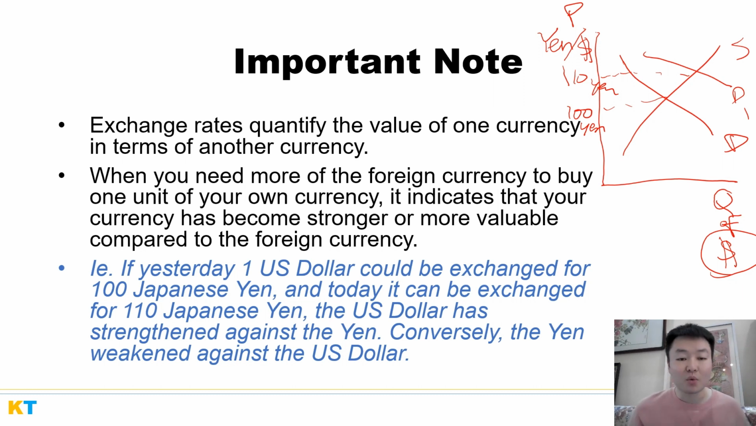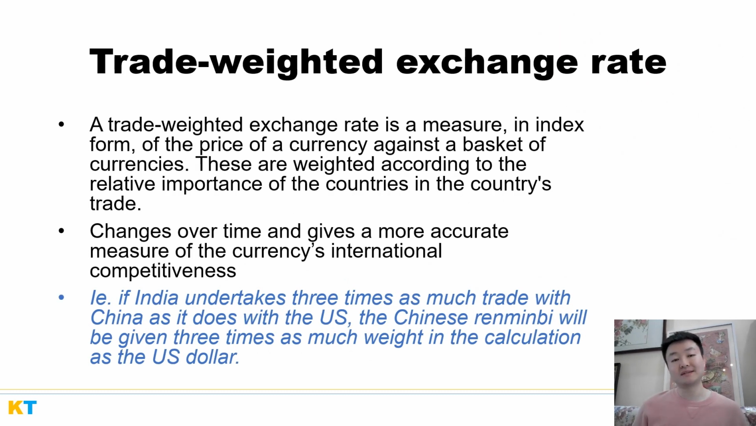If yesterday $1 could be exchanged for 100 Japanese yen, and today it can be exchanged for 110 Japanese yen, then the US dollar has strengthened against the yen. Conversely, the yen has weakened against the dollar. Now, the last thing we want to go over is the trade-weighted exchange rate. A trade-weighted exchange rate is a measure in index form of the price of a currency against a basket of currencies. These are weighted according to the relative importance of the countries in the country's trade.